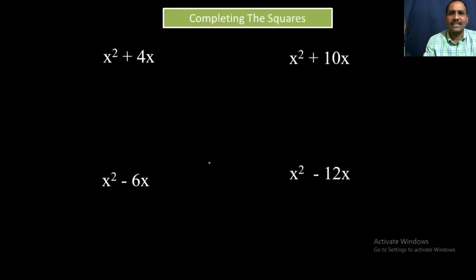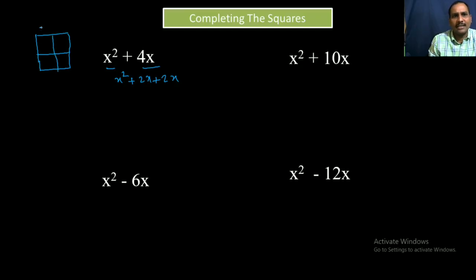Now, completing the square. An expression which is not a perfect square is given. How to make it a perfect square? Actually that is the concept of completing the square. Now you have x square plus 4x. You can write it as x square plus 2x plus 2x. So you take a square of side x plus 2.